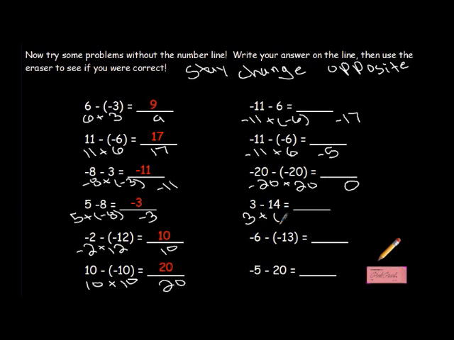Stay, change, the opposite. Different signs. Keep the sign of the one that had the most. Stay, change, opposite. So I'm going to say that one is positive 7. And the last one, stay, change, opposite. Say negative 25. Okay, let's check. Negative 17, negative 5, 0, negative 11, 7, and negative 25. So that was that.